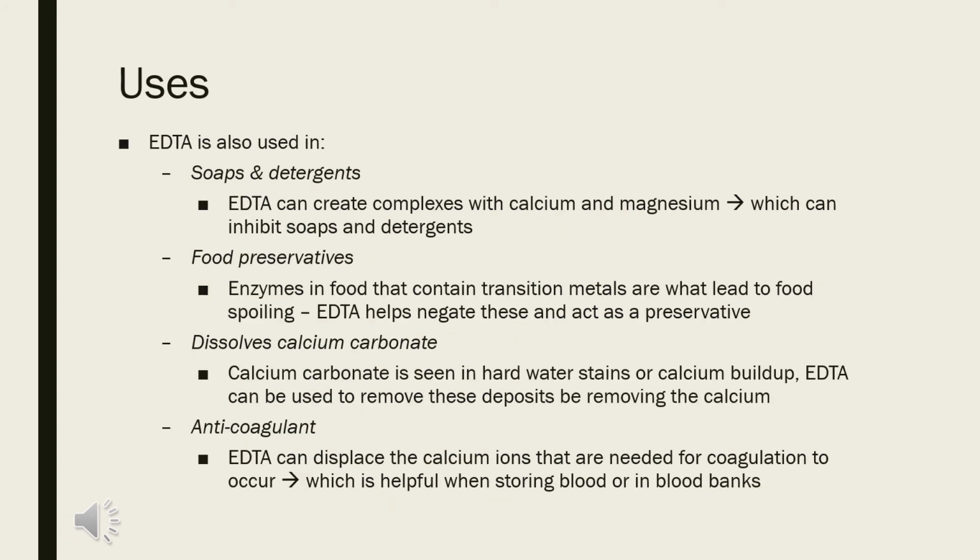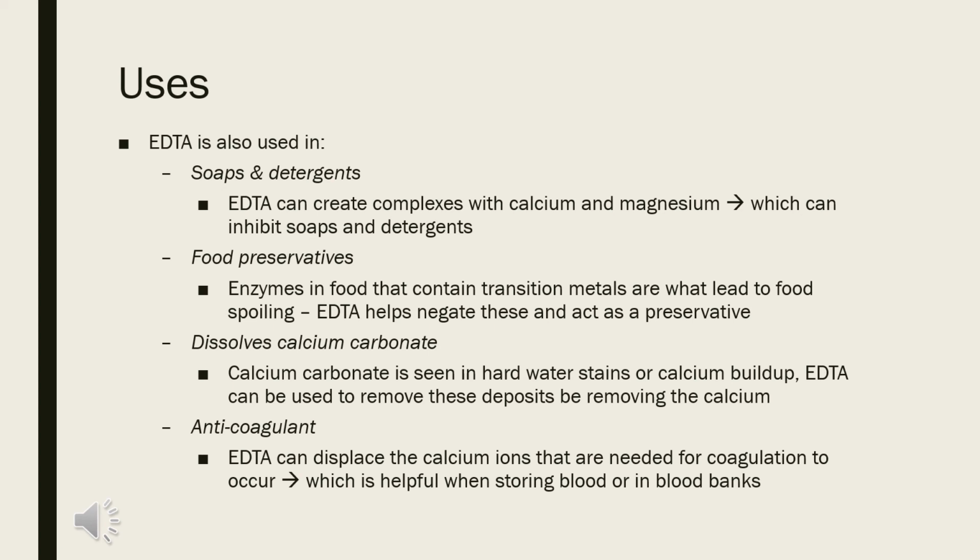EDTA is also used in soaps and detergents. It can create complexes with calcium and magnesium, which both inhibit the way soap and detergents work. It can be used in food preservatives. The natural enzymes in food that spoil food have transition metals within them, and EDTA will capture these transition metals and then act as a preservative. And it can dissolve calcium carbonate, which is seen in hard water stains or buildup. EDTA again can capture and remove the calcium, which will remove the deposits.